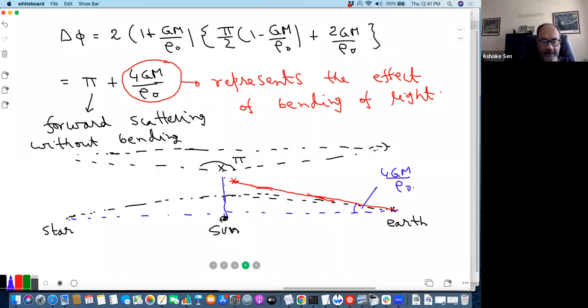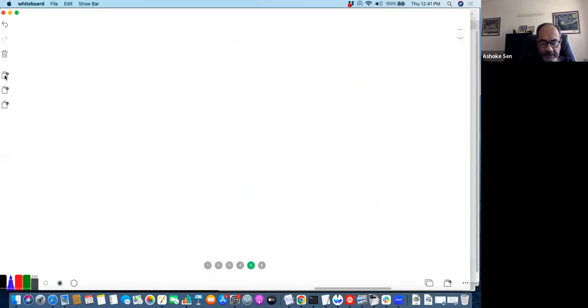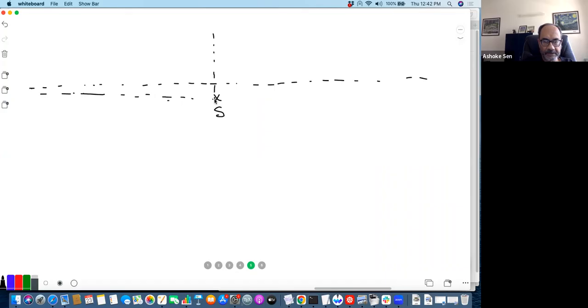But it doesn't even have to be directly behind the sun. Let's look at it this way. By the time you have gone to infinity, it will be as if you are directly behind the sun. Imagine that the sun is here, and the star is somewhere there, but far away. Let's draw the perpendicular distance. As the star goes to infinity, this angle becomes pi by 2.